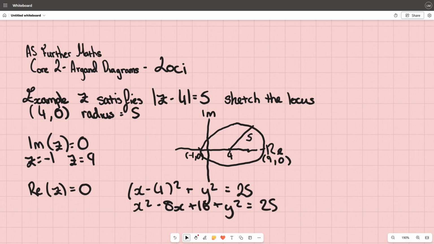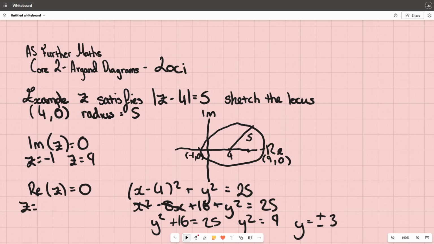And we know that the real axis is equal to 0, and the real axis is x. So x equals 0, so we can get rid of these two. So we just have y squared plus 16 is equal to 25. And so we can take away the 16, so y squared is equal to 9, and y equals plus or minus 3. So then z equals 3i, or z equals minus 3i, because when we're doing y, it's always iy, so there's always the i involved.